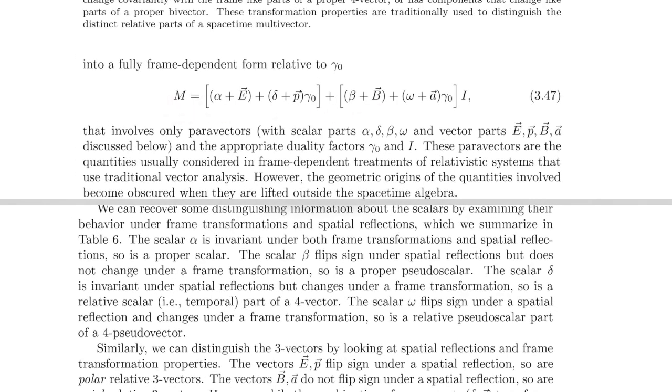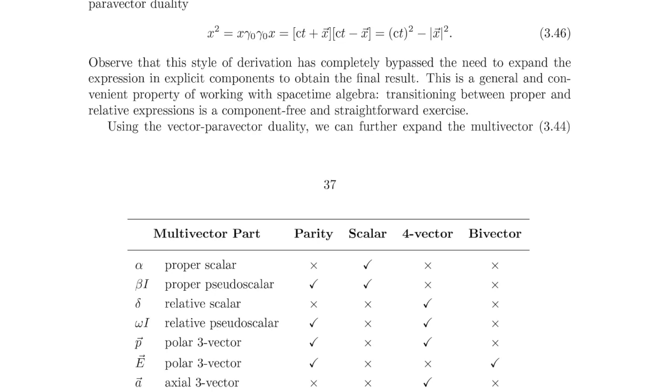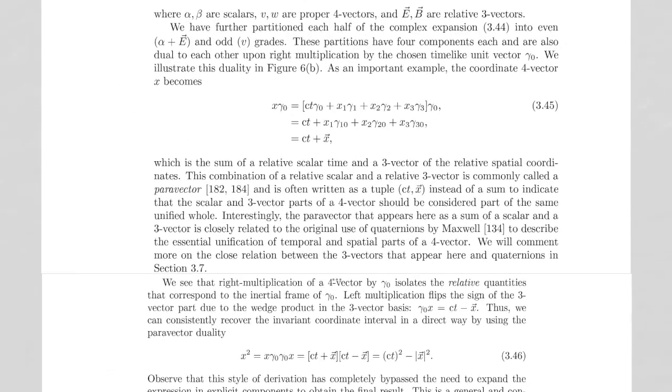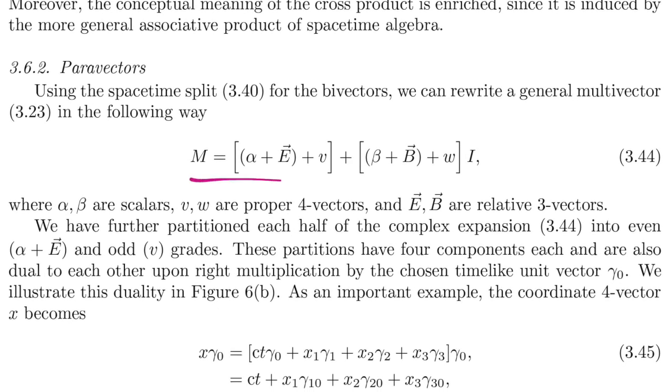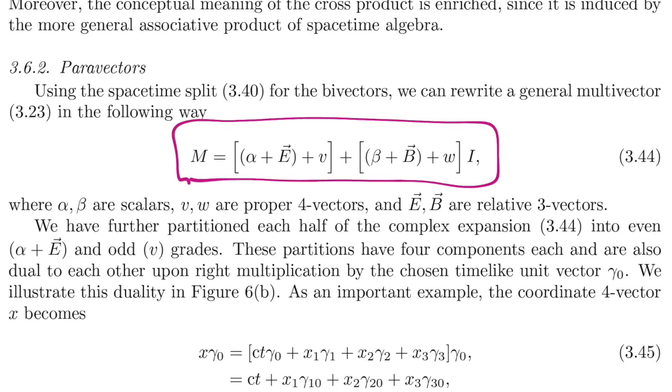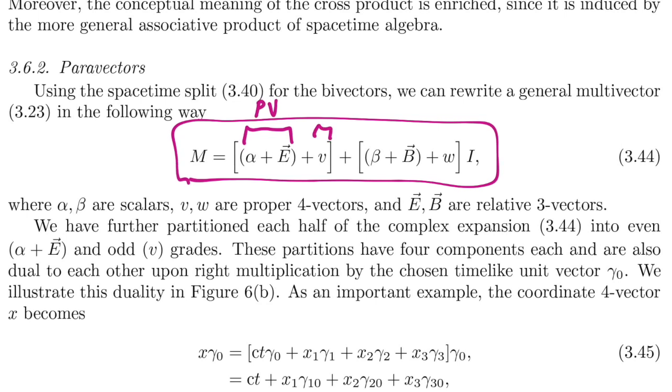Okay, so let's look at this thing. Okay, continuing on. Using the vector-paravector duality, we can further expand the multivector 3.44. Now remember, 3.44 was this guy. So we're going to further adjust this guy again. Now remember, this guy has a paravector here, which is a scalar and a relative 3 vectors. So this is a paravector. And this is a proper vector. I can't write PV for that, so I'll write proper vector. And likewise, this piece has, again, a paravector and a proper vector.